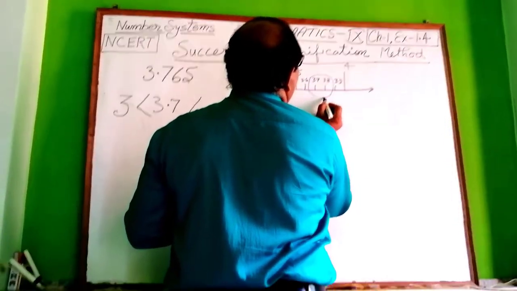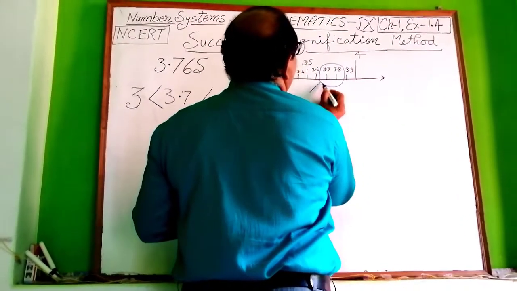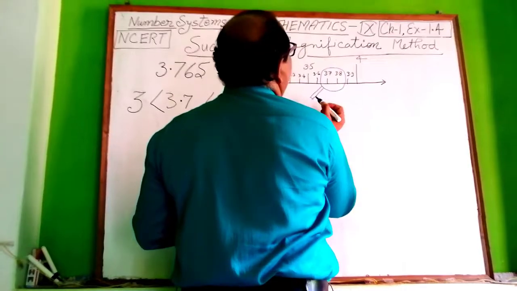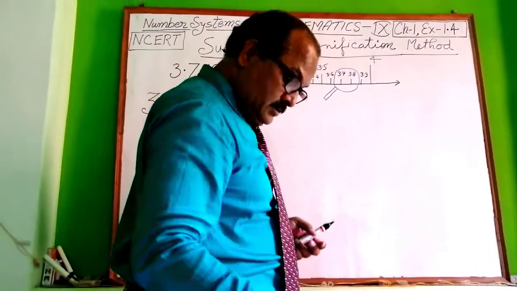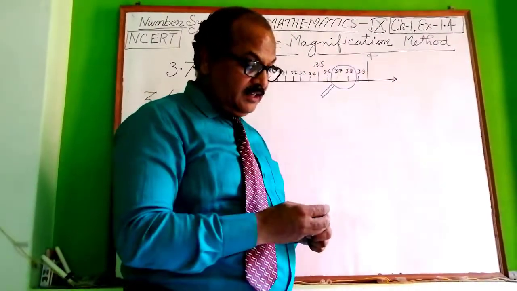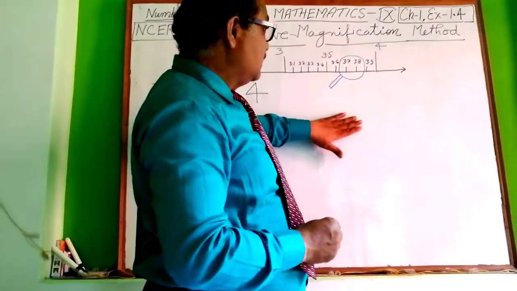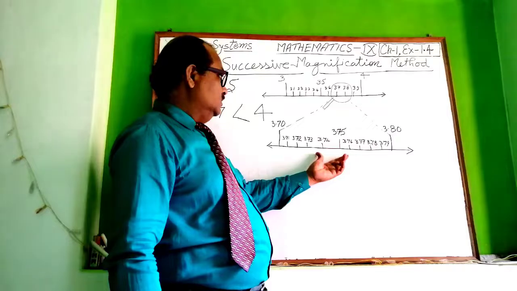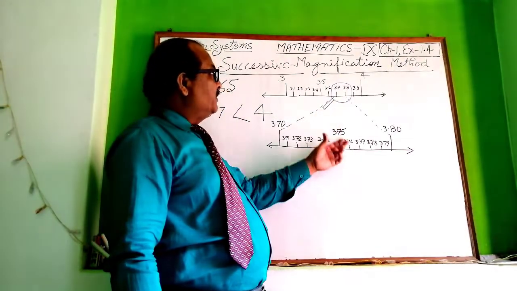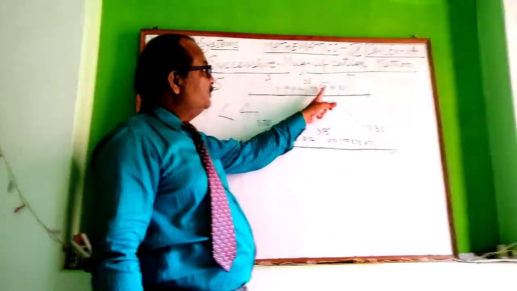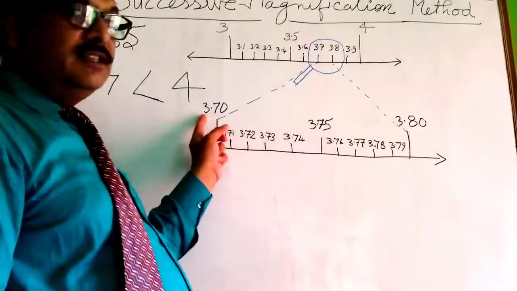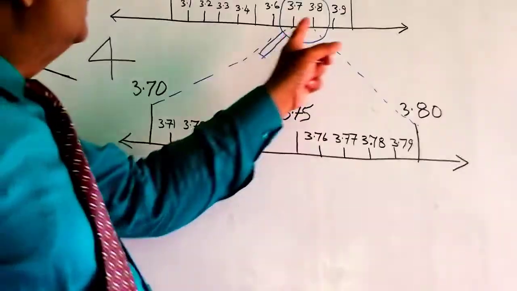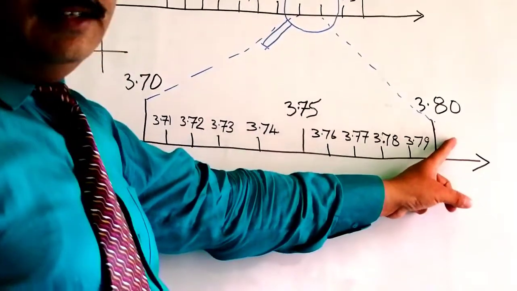This is our magnifying glass. You can use it like this. Now see its magnified figure. The magnified figure you can see in the next step. Look, the second step I made here, starting with this 3.7. 3.7 can be written as 3.70 also, and 3.8 is written on this side.